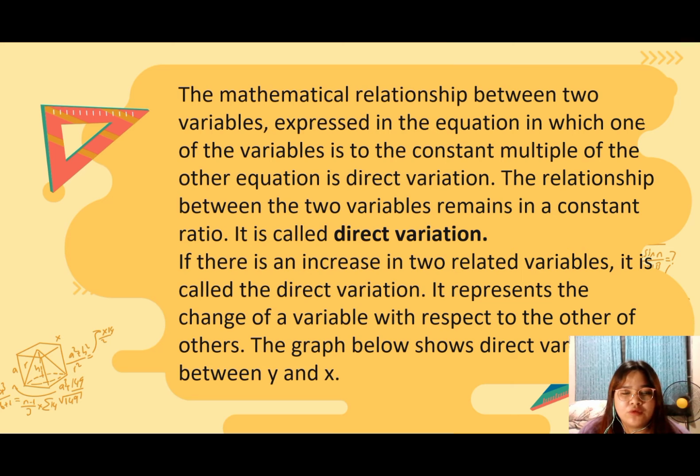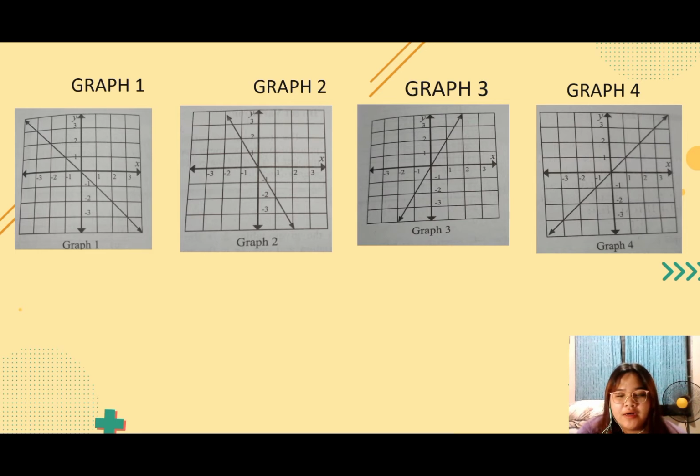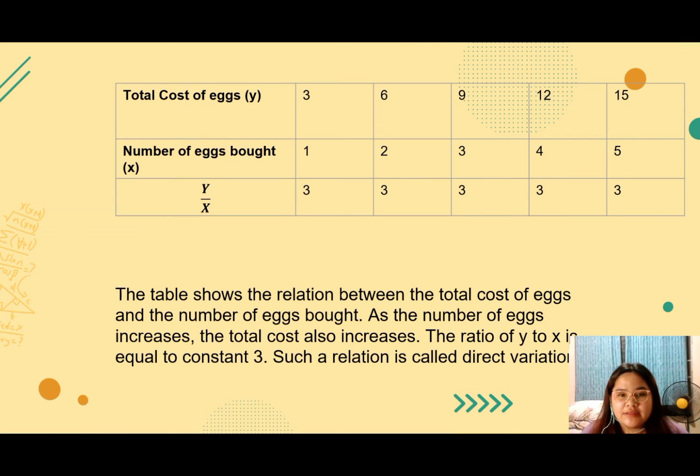The graph below shows direct variation between y and x. This is an example of direct variation. Total cost of eggs y: 3, 6, 9, 12, 15. The number of eggs bought x: 1, 2, 3, 4, 5. y over x is equal to 3, 3, 3, 3, 3.